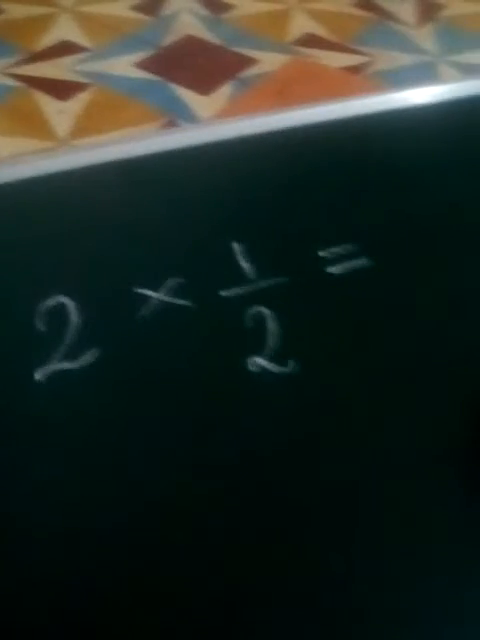Now if we have understood this, then we will go ahead for fractions. First we will take up one fraction multiplied by one integer. So 2 is an integer multiplied by 1 by 2. So what is the answer?